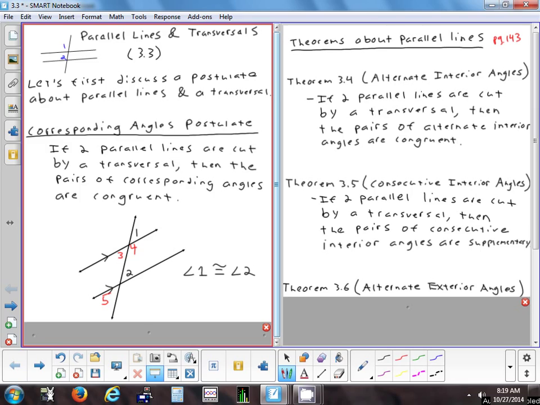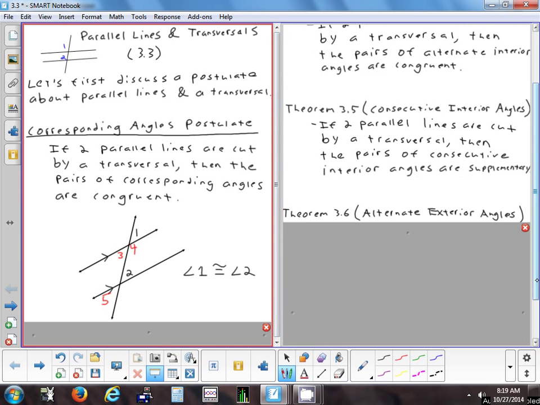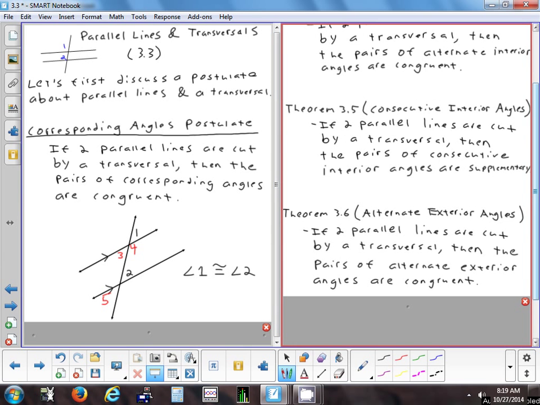Can't you just use corresponding angles and then say 1 and 2 are corresponding, so 2 and 5 are vertical? Yep. 1 and 2 are automatically equal. 2 and 5, those are equal because they're vertical angles. So if 1's the same as 2 and 2's the same as 5, you can use the transitive property or substitution and easily show 1 and 5 are congruent. So if two parallel lines are cut by a transversal, then the pairs of alternate exterior angles are congruent.